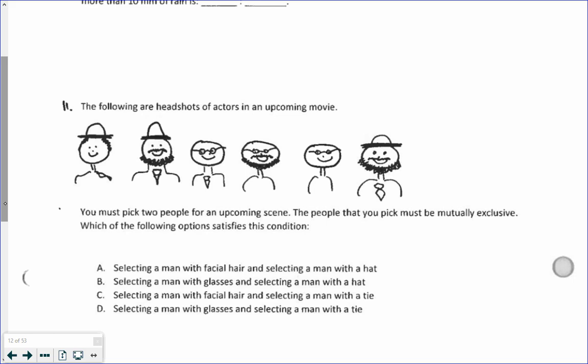Okay, the following are headshots of actors in an upcoming movie. I do not want to watch this movie, not gonna lie. Okay, you must pick 2 people from an upcoming scene. The people that you pick must be mutually exclusive. Okay, what does that mean? No overlap. Which of the following options satisfies this condition?